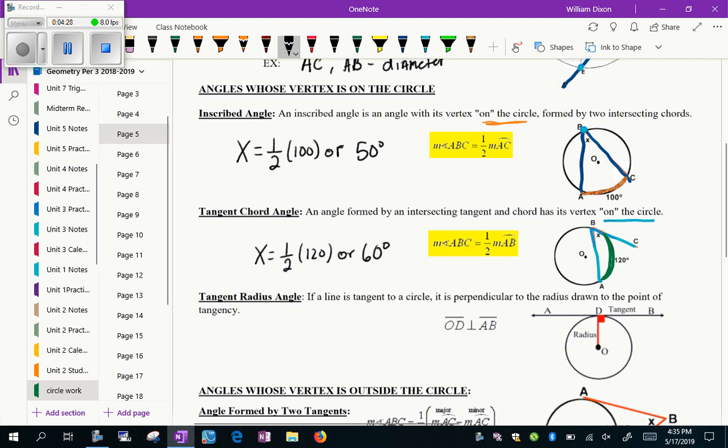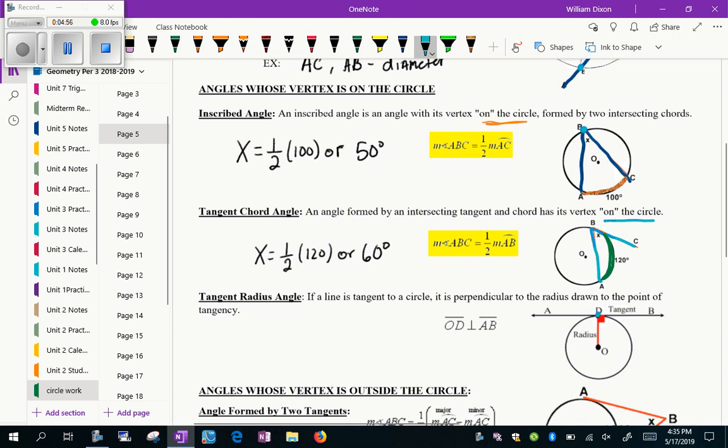Now the next one is my tangent radius angle. This one's a little different. It says if a line is tangent to a circle, and this one's really important, it is perpendicular to the radius drawn to the point of tangency. Well, the point of tangency is D. All right, so that's important. Let's give a little different color there. All right, that's the point of tangency. That's the point where the tangent line touches the circle.